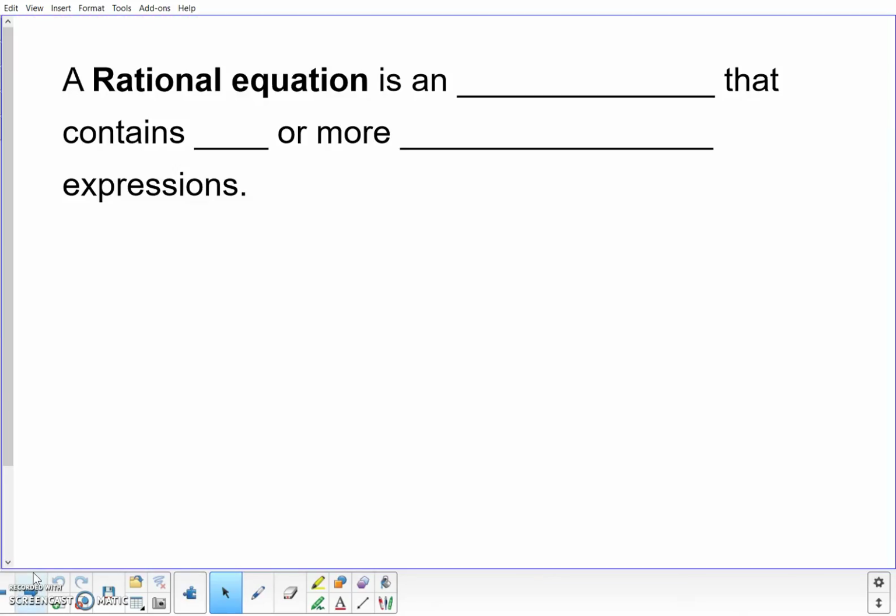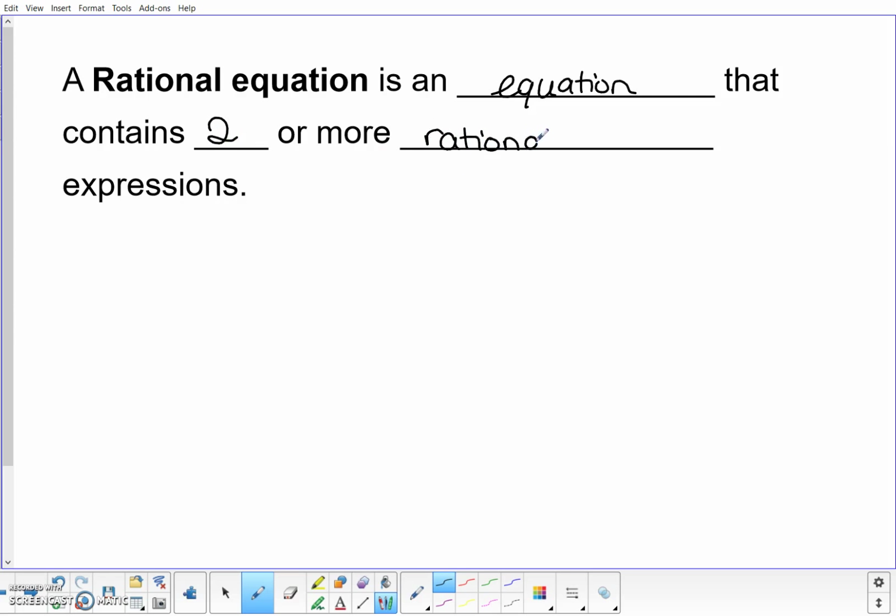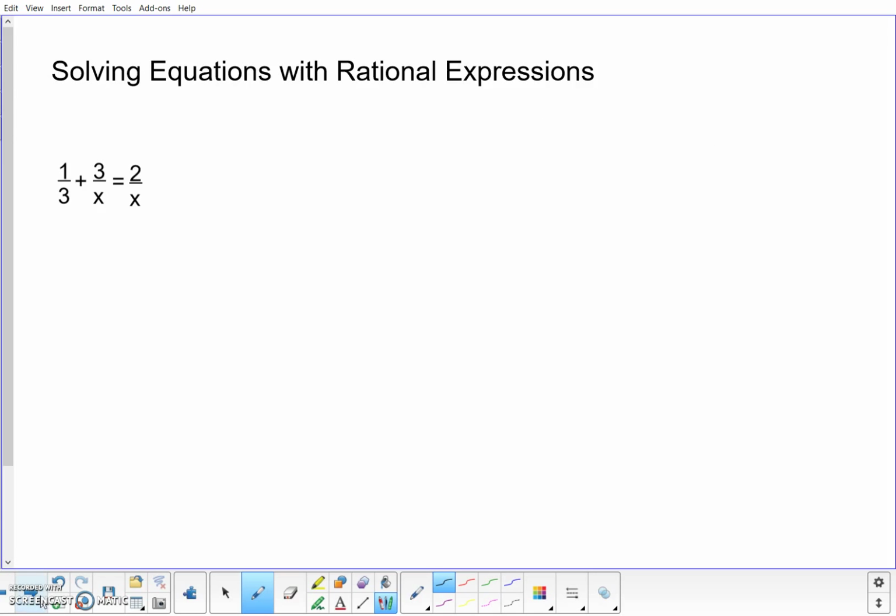First off, a rational equation is an equation that contains two or more rational expressions, meaning we contain two or more fractions, okay? And we're going to see how it's pretty easy to solve these by using the least common denominator. This is just one way to solve. There are other techniques, but I'm going to teach you the least common denominator method.